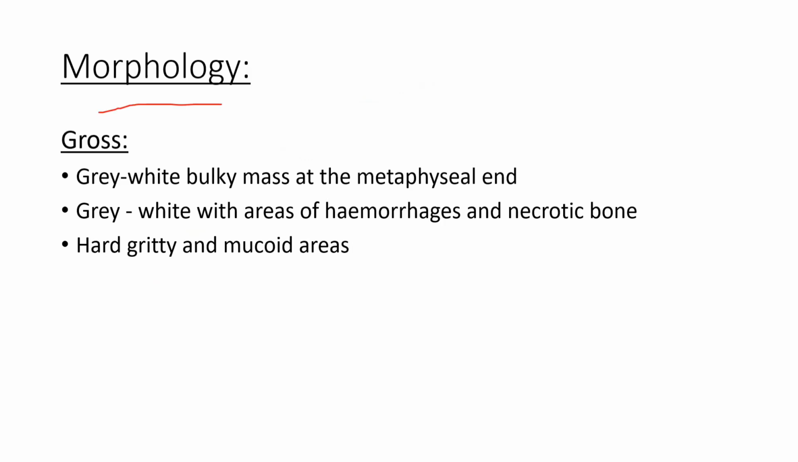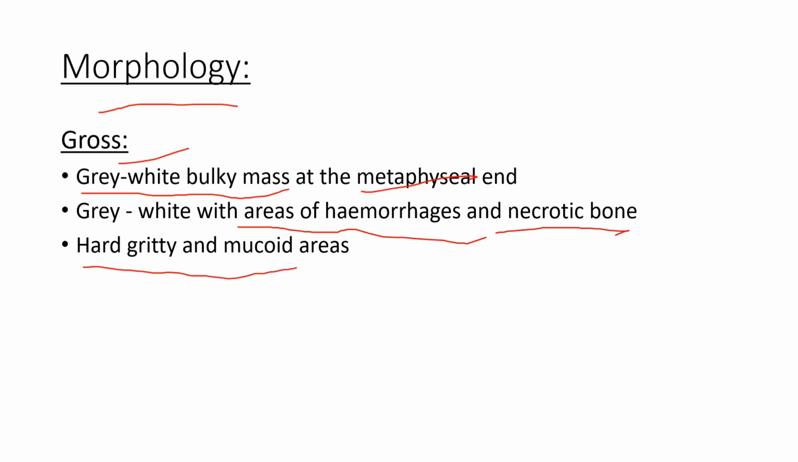Now coming to the morphology, osteosarcoma grossly looks like a grayish white bulky mass at the metaphysis with areas of hemorrhages and necrotic bone. It has a hard, gritty and mucoid consistency.